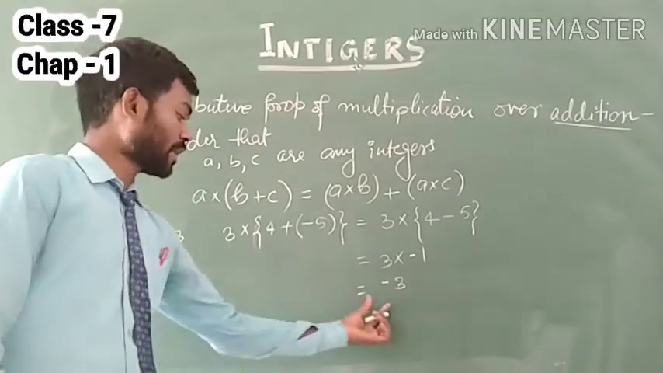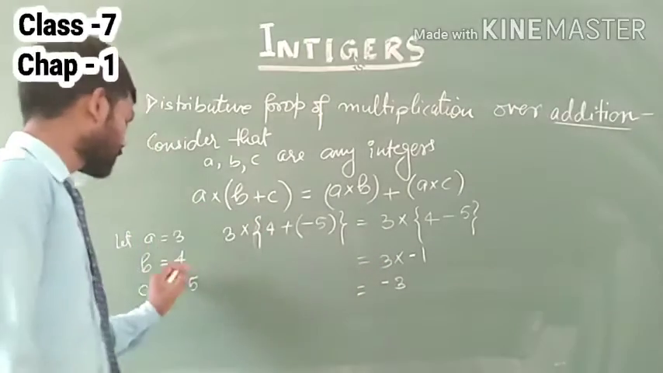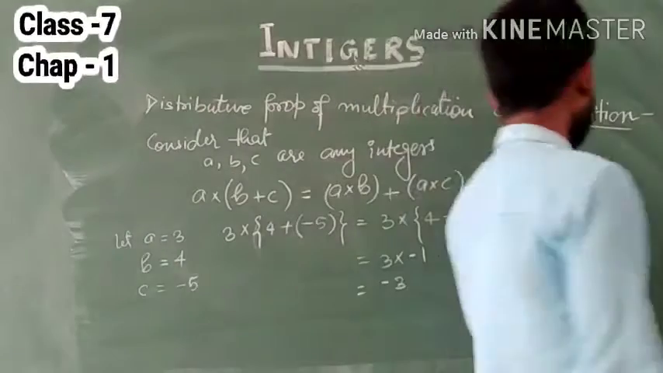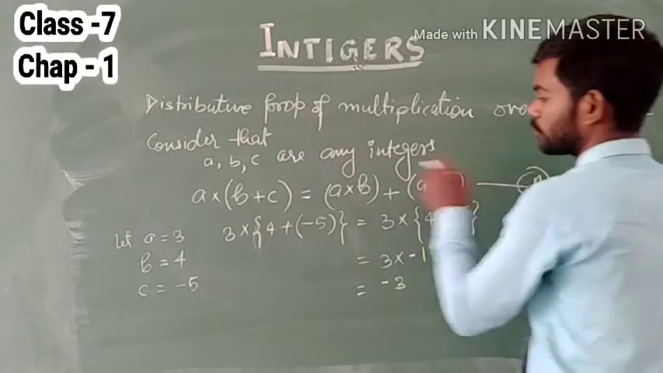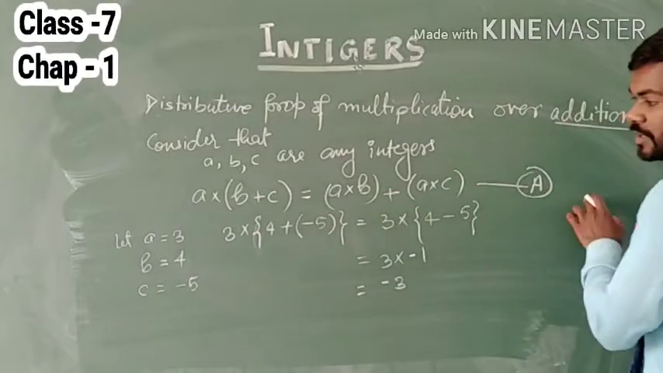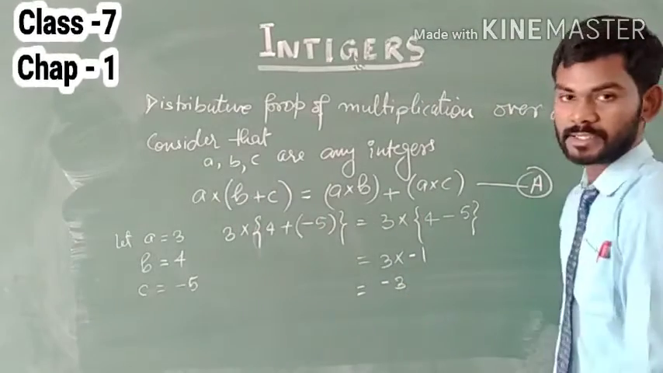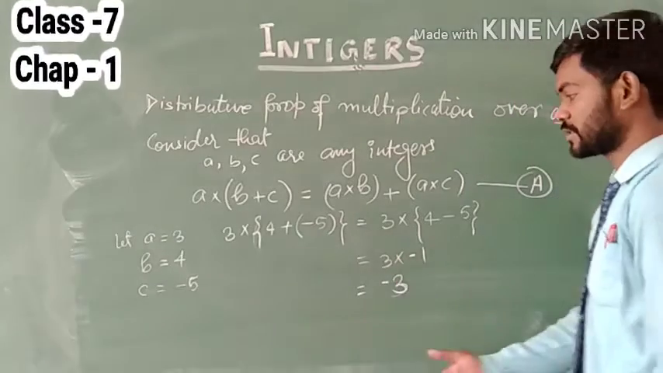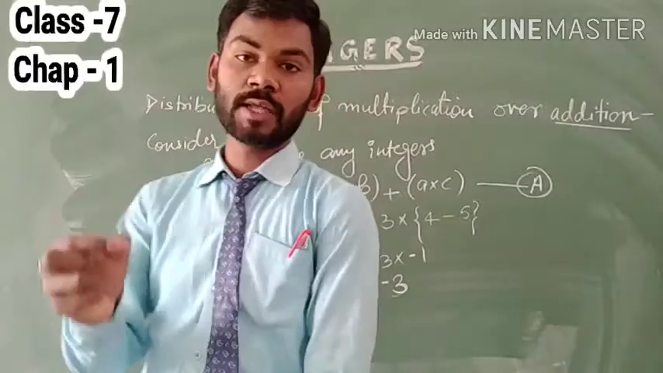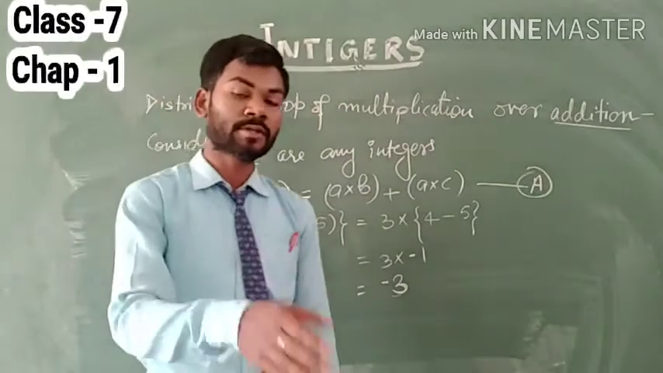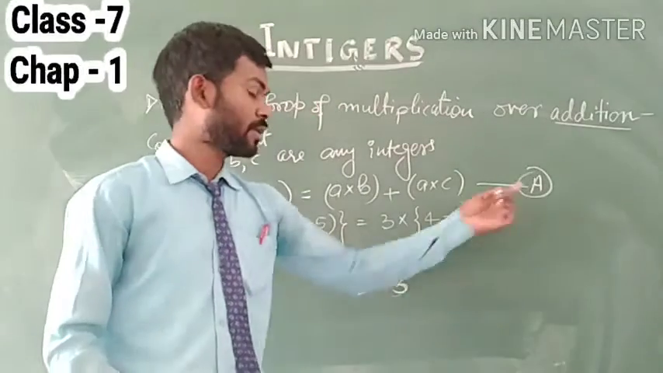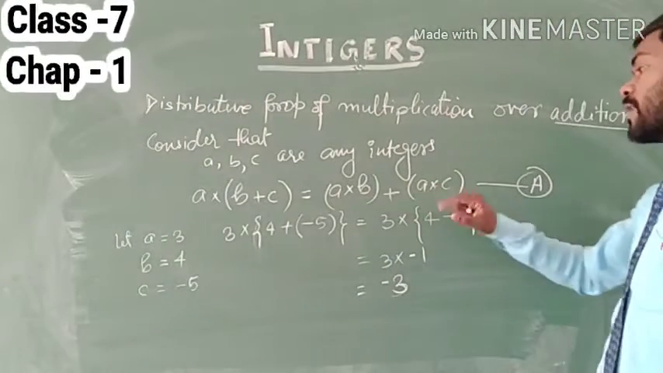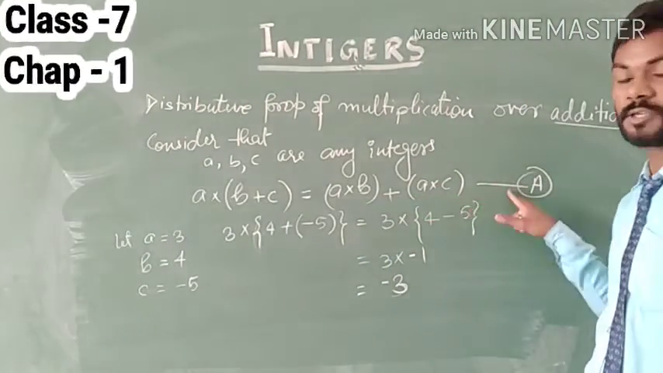So this is the value when we put the integers 3, 4 and minus 5 in the left side of this statement. You can say that this statement is A. So when you put the values in the left hand side of statement A, you will get the result as minus 3. Now in the next step, we shall substitute the values of A, B, C in the right hand side of statement A.